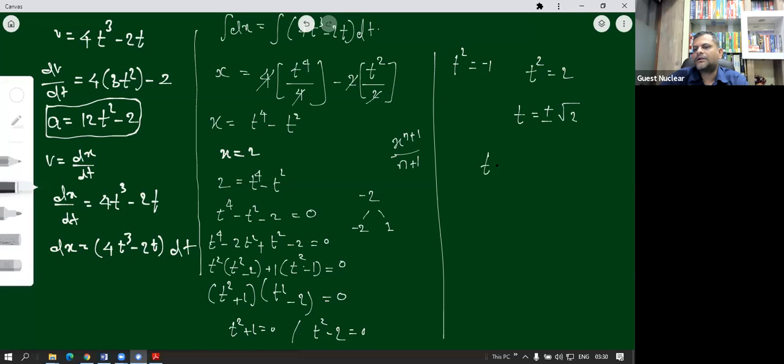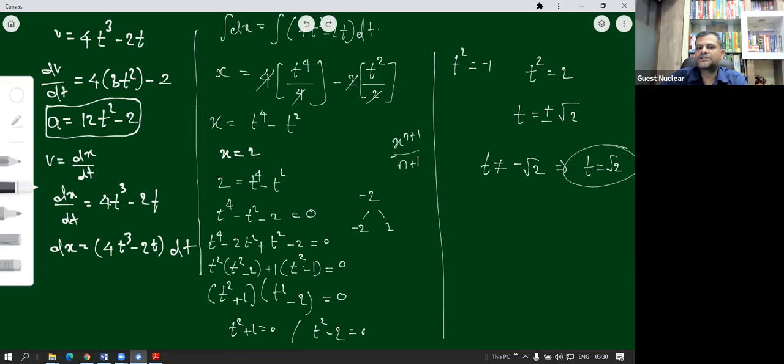But again, t can never be equal to −√2 because time can never be negative. So therefore, t must be equal to √2. So at √2 seconds, the displacement is 2, okay.